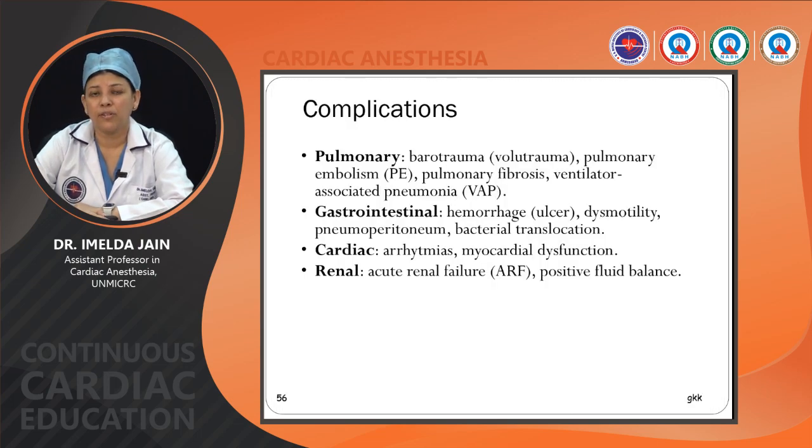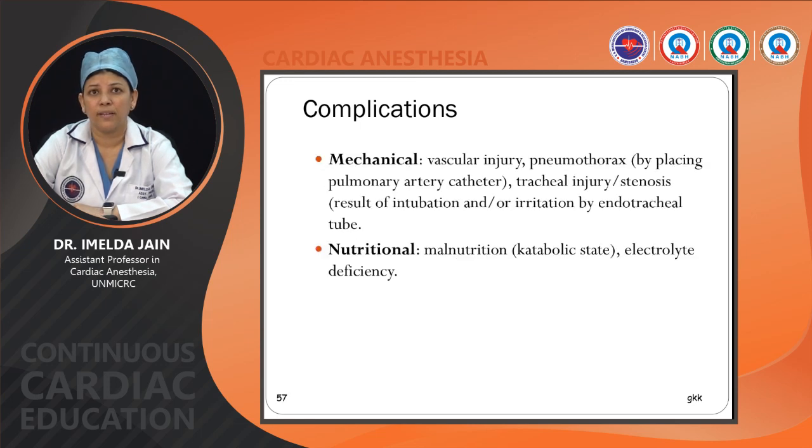Coming over to complications of ARDS. Now, ARDS can lead to many complications. The first and foremost are the pulmonary complications, that is barotrauma, pulmonary embolism, pulmonary fibrosis and ventilator associated pneumonia. The GI complications of ARDS would include hemorrhage or ulcers, dysmotility, pneumoperitoneum and bacterial translocation. Cardiac complications include arrhythmia and myocardial dysfunction. Renal complications include acute renal failure and a positive fluid balance.